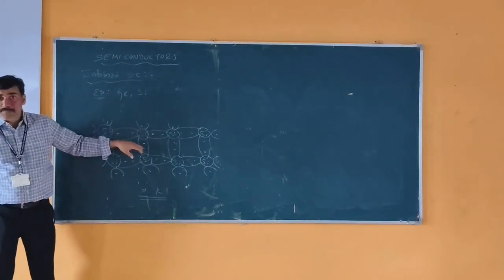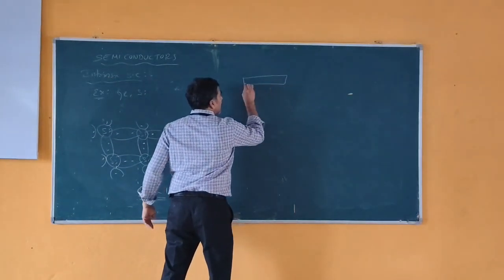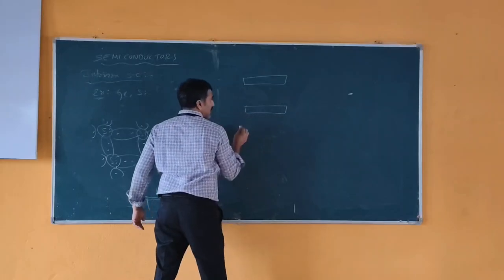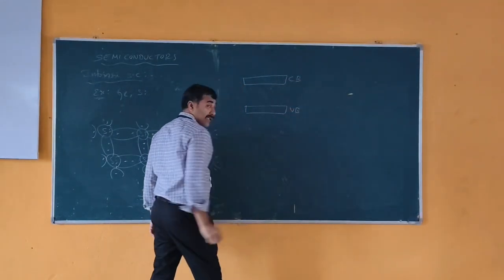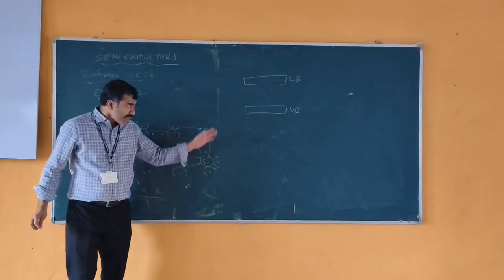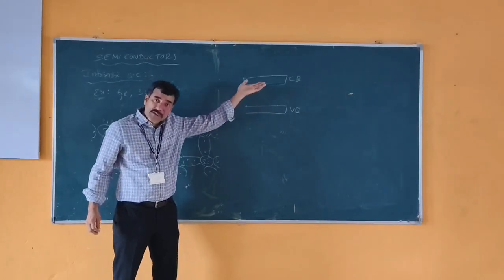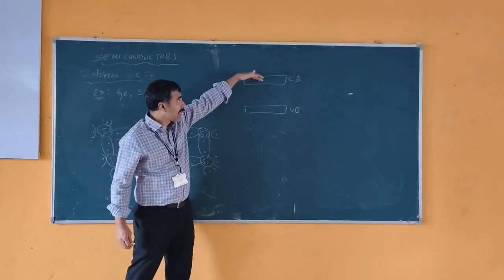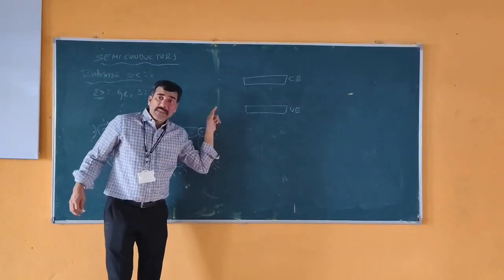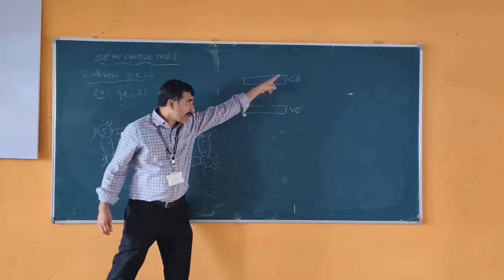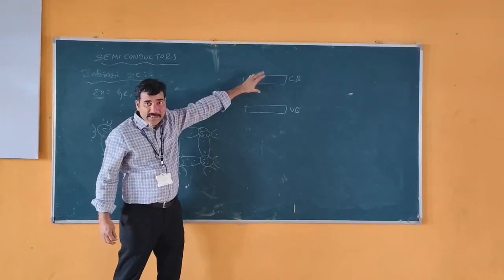The same thing, if you observe it in terms of energy bands: there are two energy bands, a valence band and a conduction band. The valence band is located at the lower state and the conduction band is located at the higher state. These two energy bands depend upon the energy of the material.